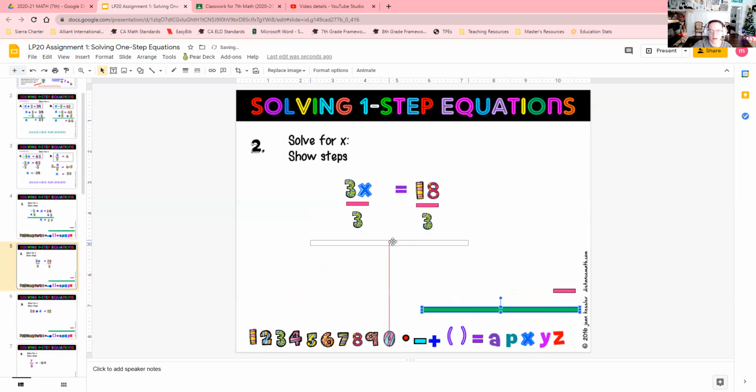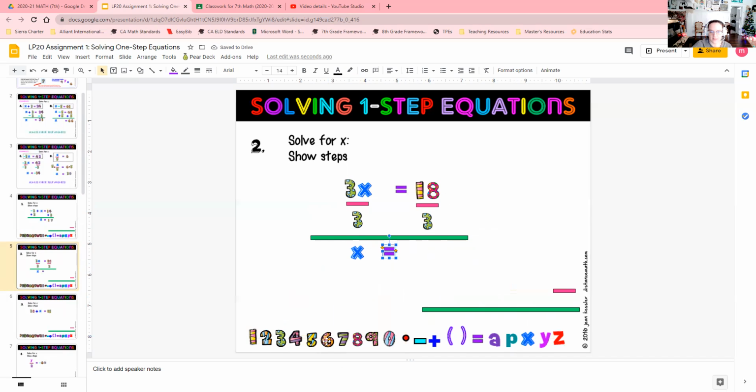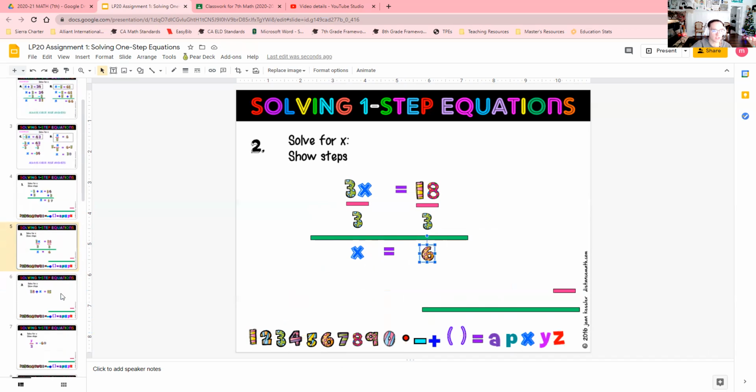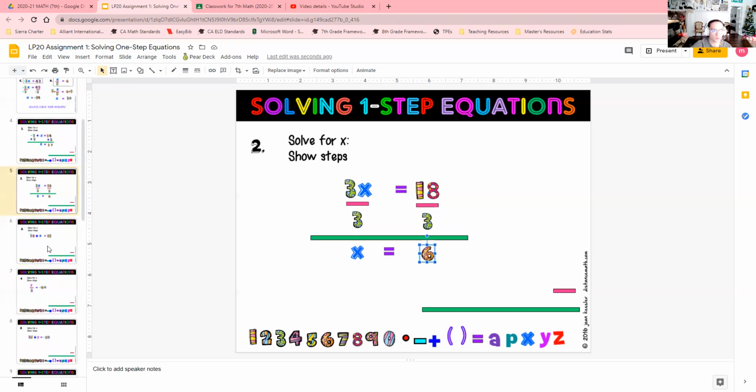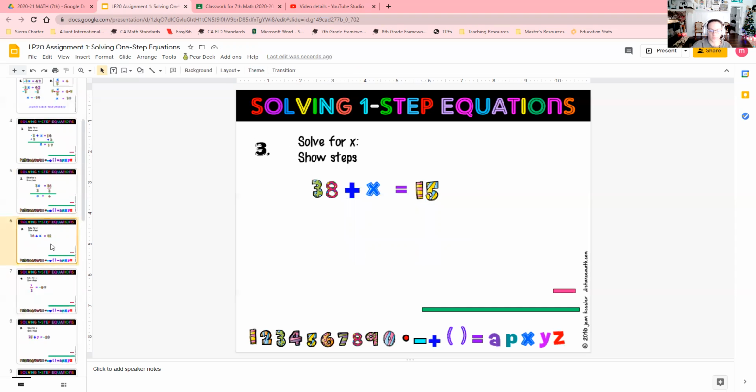And we're going to bring our equals sign over. So 3 divided by 3 gives me a 1, and I'm just left with my x over here. Bring our equals sign over. 18 divided by 3 gives me the number 6. Boom, drop it off. That's it. Okay, I'm going to go ahead and do 2 more with you just so you can see the full process.